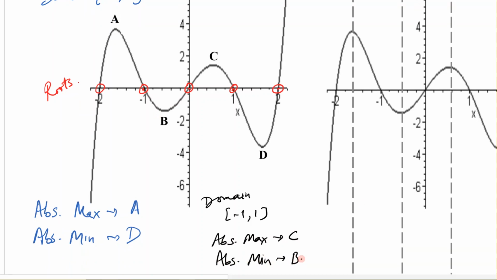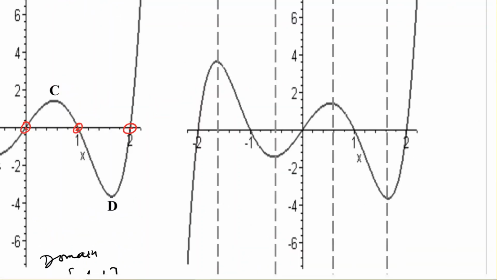Absolute minimum would be B. So now I want to do a bit of discussion about how the value of the derivative and the behavior of the function are related to each other. Based on the value of the slope, whether it's positive or negative, we can tell whether a function is increasing or decreasing in that interval.